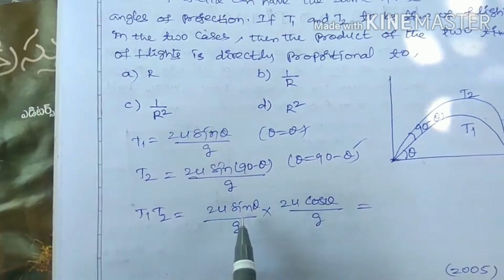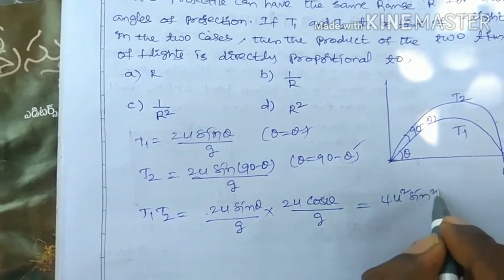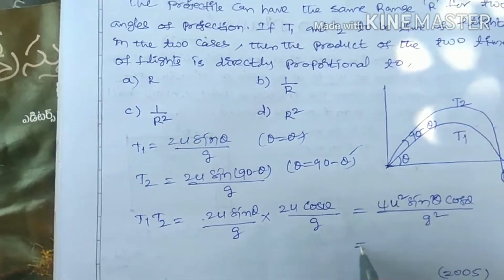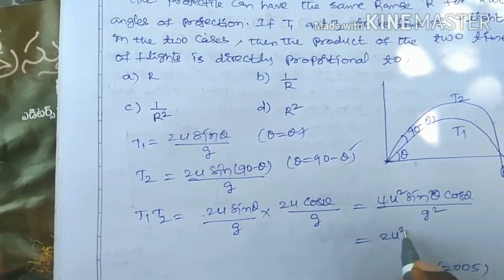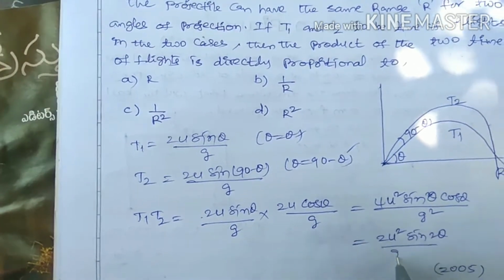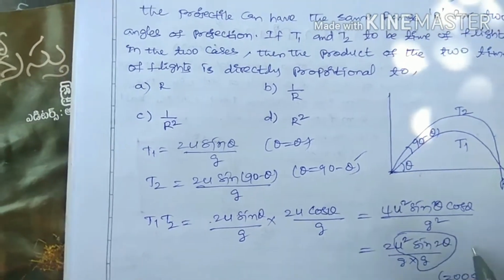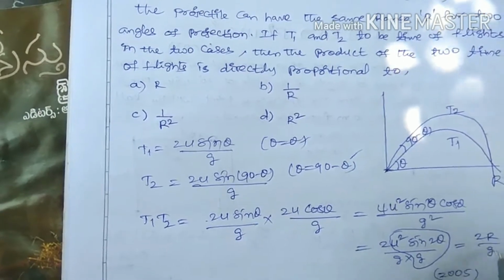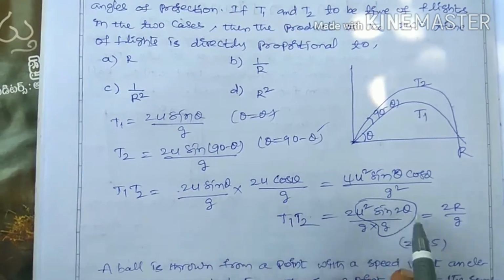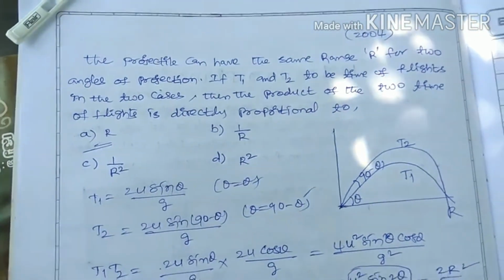It can be written as 2u square sin theta and cos theta by, whereas g into g square. It can be written as 2u square sin 2 theta by g into g. So here u square sin 2 theta by g should be the range, so it is 2r by g. So t1 t2 is equal to 2r by g, whereas t1 t2 is directly proportional to r. So here the option A is the right answer.